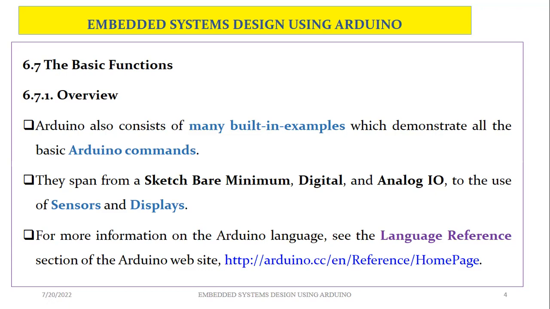those examples are categorized under, there are some which occur under sketch, bare minimum. There are some which occur under digital categories, some occur under analog, input, output, and so on and so forth, okay? So if maybe you have a new sensor that you're interacting with for the first time, you can always refer to those examples. And then from those examples, you can see how those sensors are interfaced to the microcontroller.